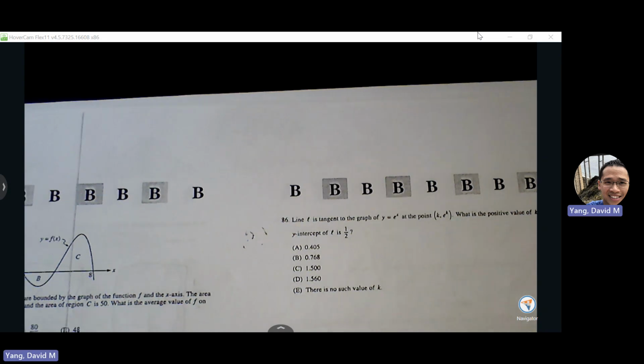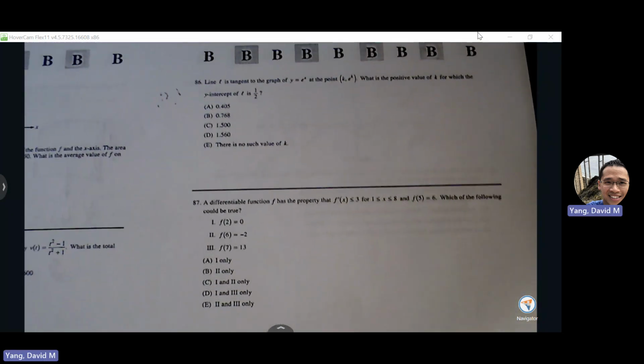Okay, we're on page 30. And we stopped at 87 here.